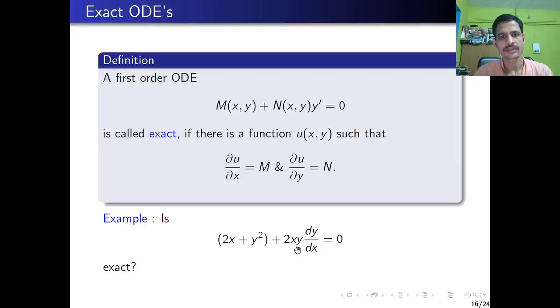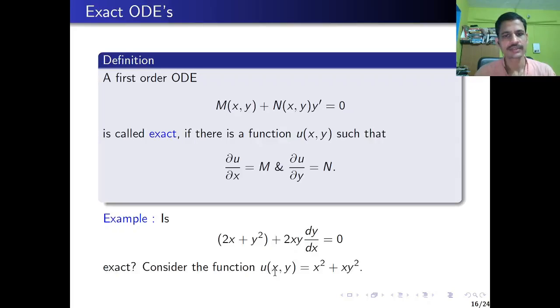So you have to find a u whose partial derivative with respect to x is M and partial derivative with respect to y is N. At present we don't know any method, or I have not discussed with you any method of determining the u. So you can do it by observation, you can by inspection guess a u.